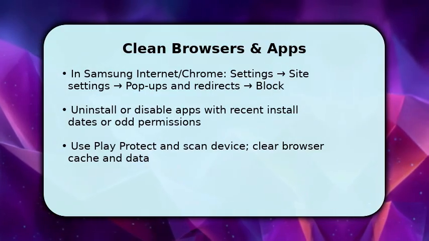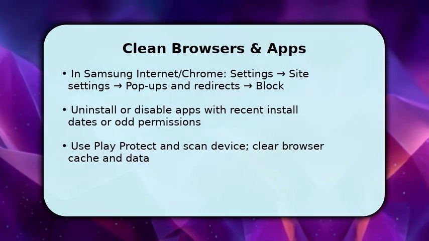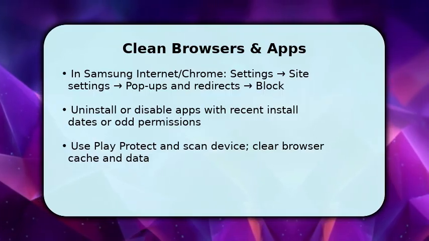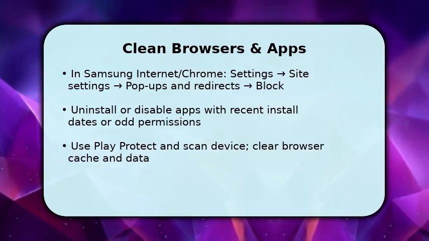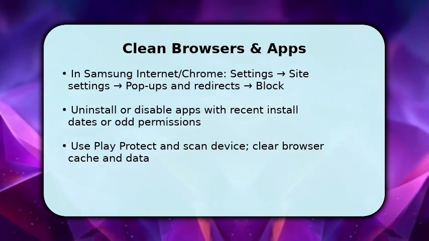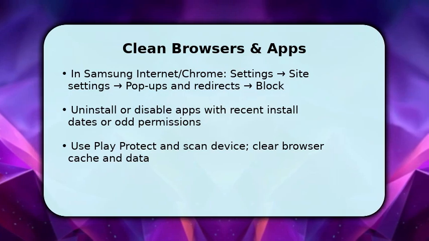Once done, run Google Play Protect to scan for malware and clear each browser's cache and site data to remove stored scripts. These detailed actions stop both web-based pop-ups and app-driven overlays, reducing reoccurrence and improving device behavior.